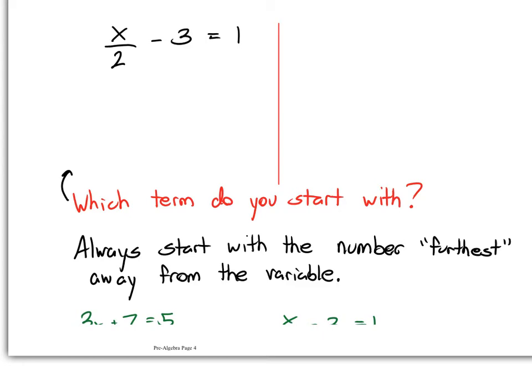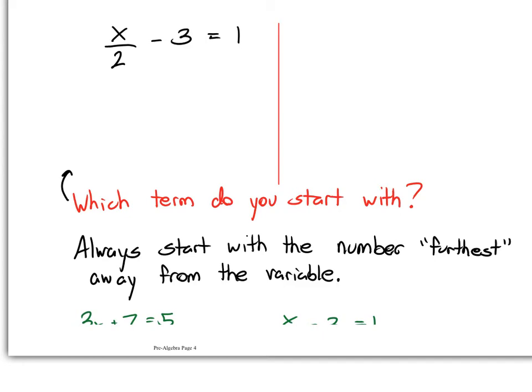Well, we know we got to look at the numbers on the same side of the equal sign. We have a minus 3 and we have a 2. This 1 is on the other side of the equal sign, so we don't have to worry about it. It's only the 2 or the minus 3. All right, now let's look at which one is kind of quote-unquote closest. See this 2 right here? It's like right under the x. That's pretty close. But this minus 3, there's some space between that. There's a minus sign between the x and the 3. So that's the one that's furthest away. So we're going to start with the minus 3.